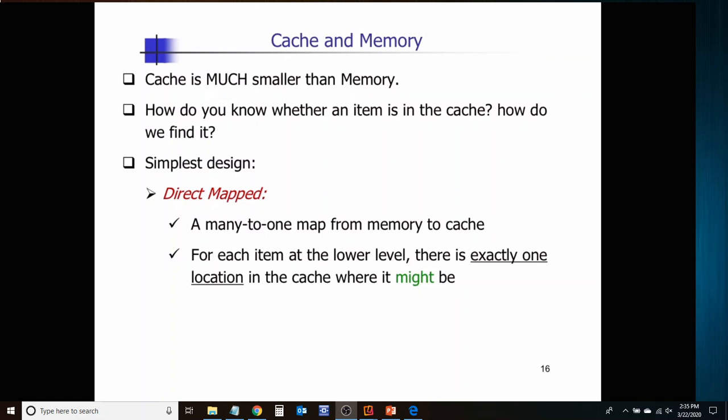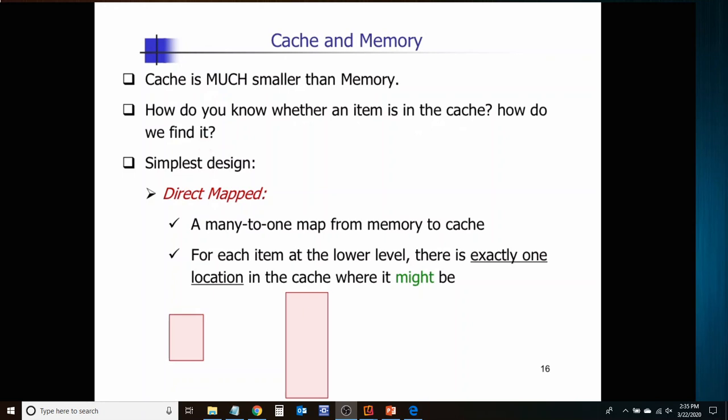If I can draw a quick diagram, that's my cache, very small, and I have a pretty large memory in comparison. We need to answer two questions first when we talk about cache. When you try to access a word, how are we going to know whether that particular item or word is in the cache? And if we know that it is in the cache, how do we find it? These are two related questions which we are going to try to answer in this lecture.